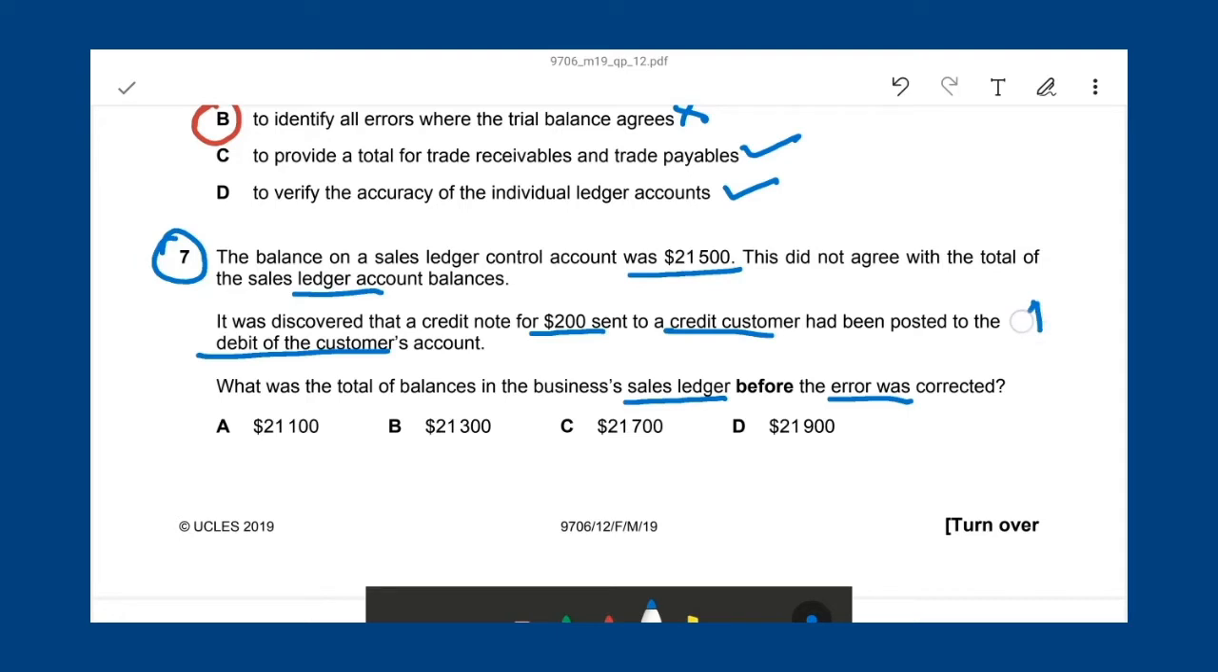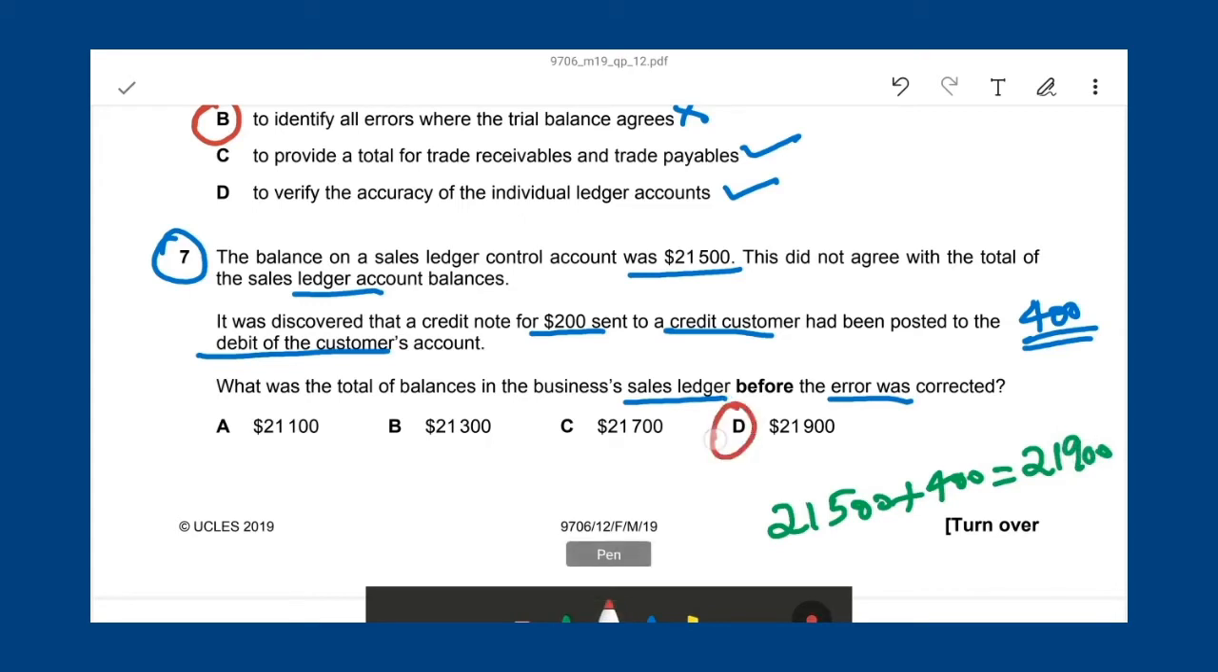400 increased. So actually it shows 21,500. 21,500 plus 400, 21,900. So the correct answer is D.